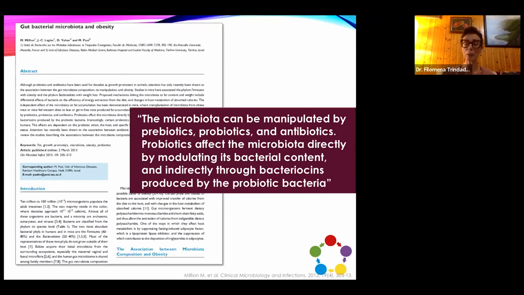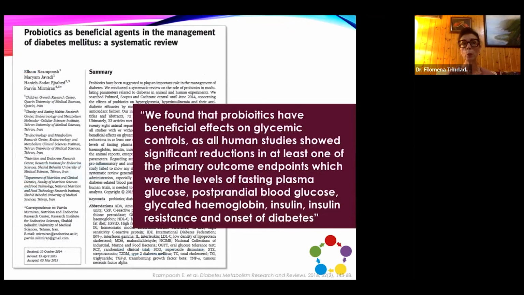And prebiotics can affect the microbiota directly by modulating its bacterial content, but also indirectly through bacteriocins that are produced by the probiotics themselves. And remember that when we talk about soluble fiber, in essence, we are talking about prebiotics, right? Because they are going to help the gut microbiota make those short chain fatty acids, and in particular butyrate, which we know is not just going to feed the colonic mucosa, but is also going to protect that mucin layer or help rebuild the mucin layer.